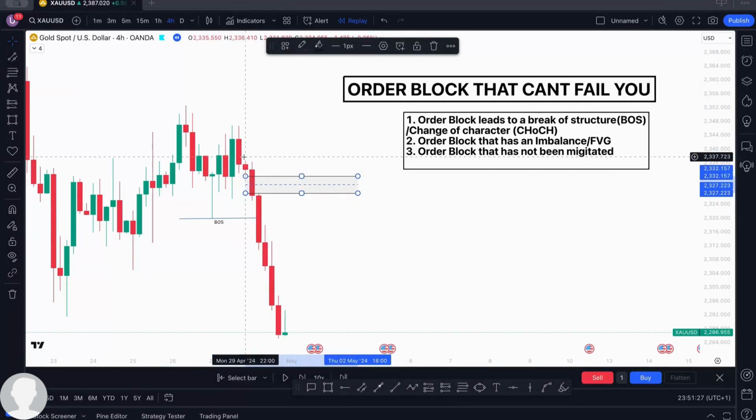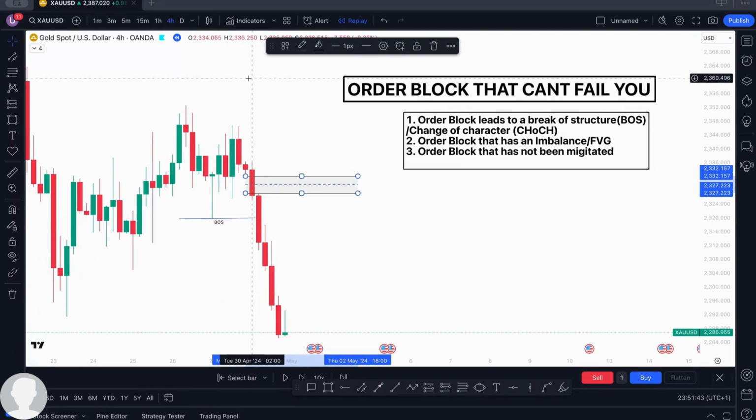Now, a fair value gap is a three candle sequence. One, two, three. Three candle sequence. One, two, three. Three candle sequence. This is also a fair value gap here. One, two, three. Three candle sequence. Fair value gap also here too.